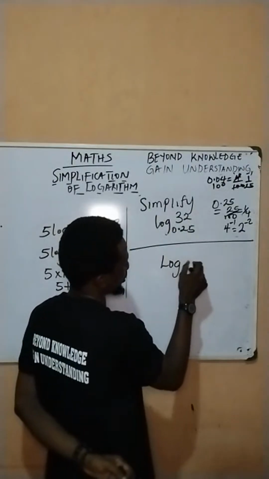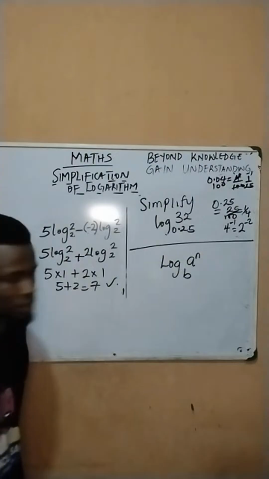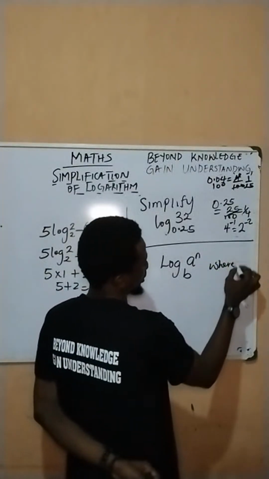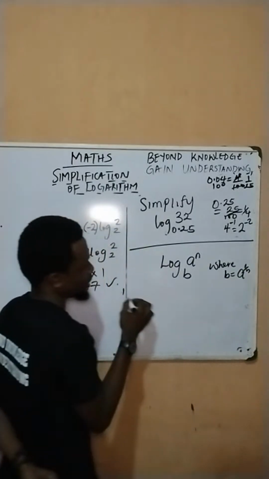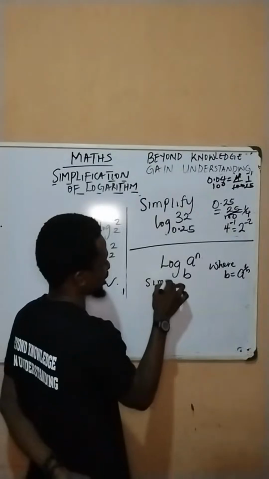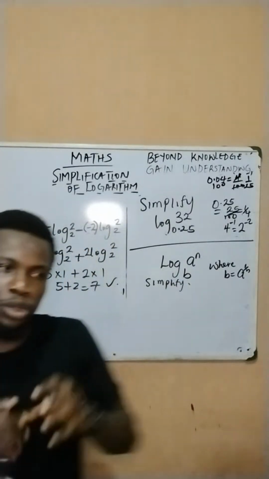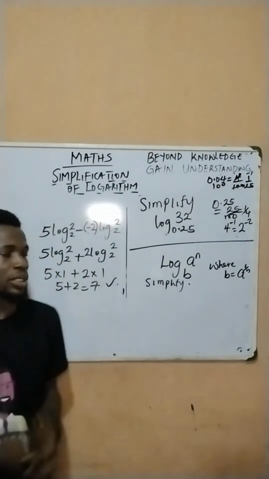So if I have an expression log a raised to the power of n base b, where b is equal to a raised to the power of 1 over n, we are going to simplify this expression. This will help you to stretch your brain a little bit so that you have a better understanding of this.